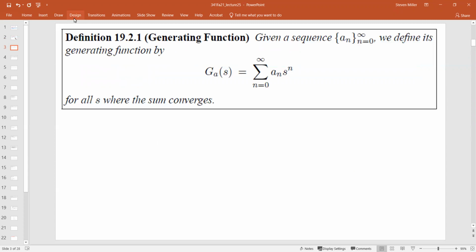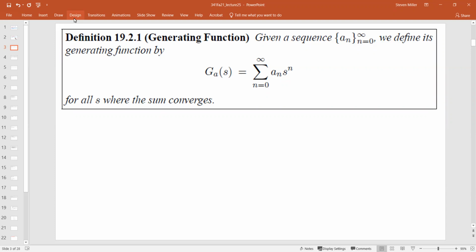So last time we started by looking at the generating function. Given some sequence of numbers a_n, we define the generating function as this power sum: the sum of a_n s to the n for all s where this converges. There is one value of s where it's not a big deal to establish convergence. What value of s is that? At 0. So when s equals 0, it's going to converge.